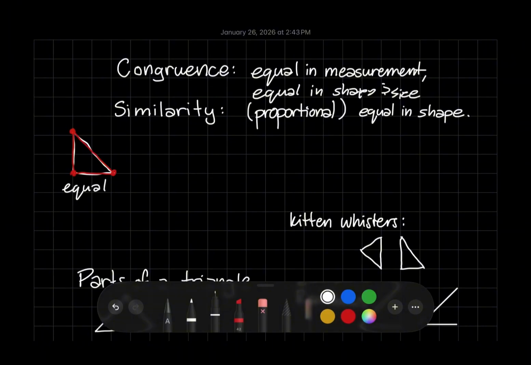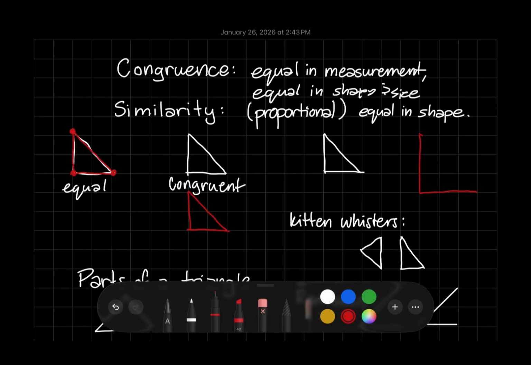If I have two triangles that are equal in size and shape, but not in location, kind of like this, then they are congruent. We got two different points right here. They are not overlapping in any way. Then, here we are. If I have two triangles that look the same, but they are different sizes, then they are similar.